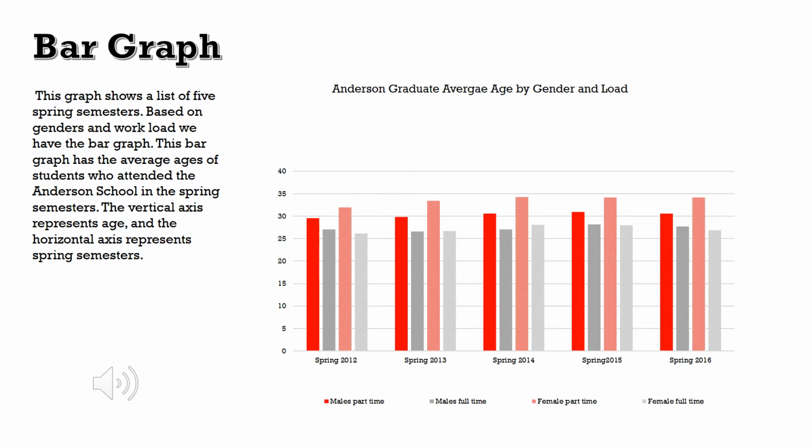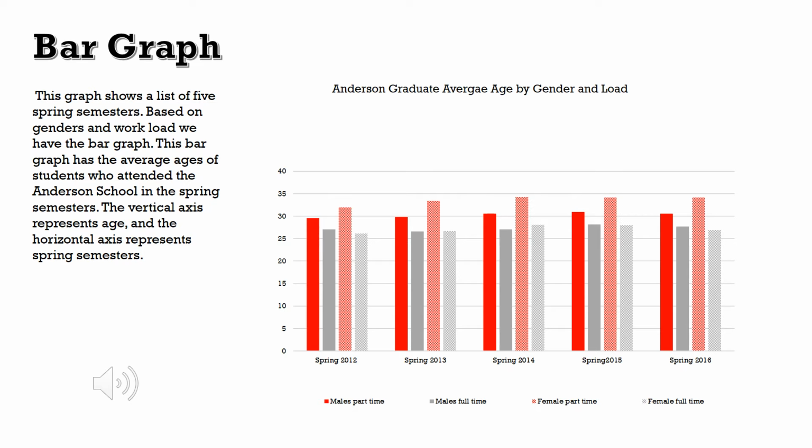From the data that was given, we created Anderson graduate average age by gender and load. That is also the title of my bar graph. On the vertical axis, I have ages of females and males ranging from 0 to 40 years old. And then I have on the horizontal axis, spring semesters. I have spring 2012, spring 2013, spring 2014, 2015, and spring 2016.